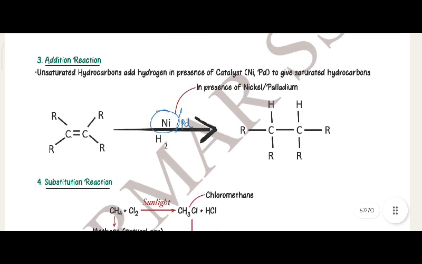Addition reaction. Unsaturated hydrocarbons add hydrogen in the presence of a catalyst, nickel or palladium, to give saturated hydrocarbons. R-CH=CH-R, in the presence of hydrogen and nickel or palladium, gives R-CH2-CH2-R.